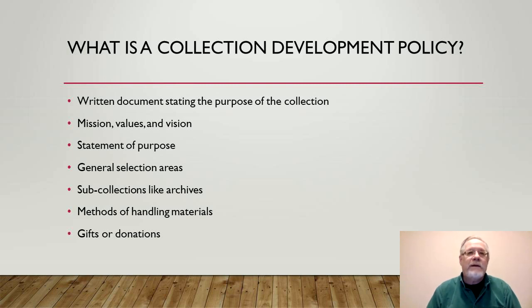Now, if you had sub-collections in a library, like archives, you might list those as well, but you would be more explicit in what that area encompasses. An archive collection might be very specific and might say, the library collects this area, but not this area, or it's only primarily aiming for this type of document. So sub-collections can be a little more explicit. Then, of course, it covers the methods of handling materials.